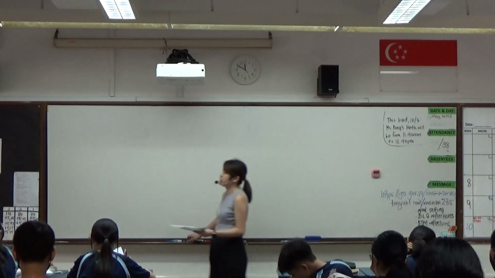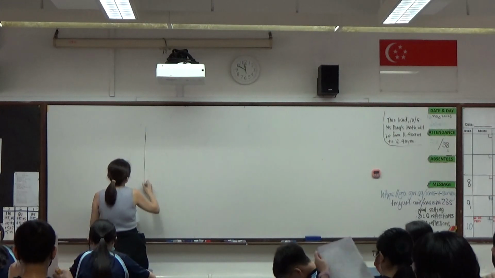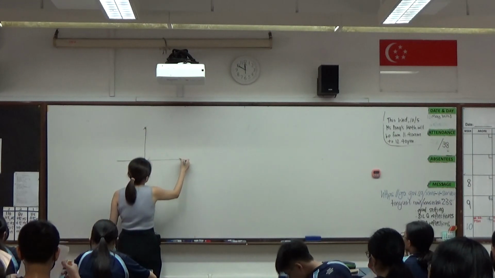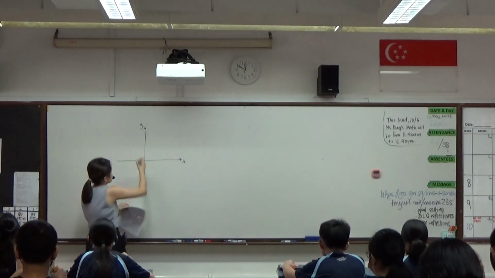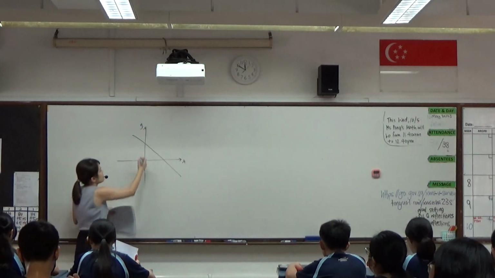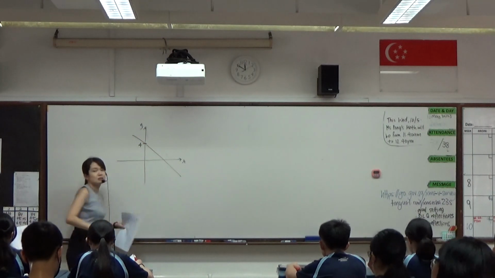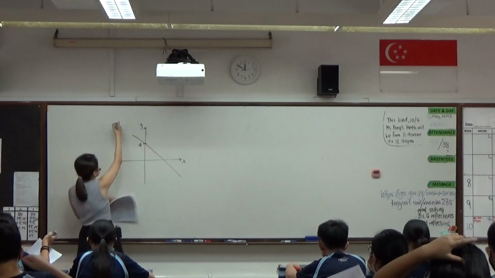I'm not going to draw the graph, but you should be able to get your graph such that, on the x and y axes, your graph is most likely to look something like that, going downwards, and it passes through the number 4. Your graph should all look like this. This is for question 2.